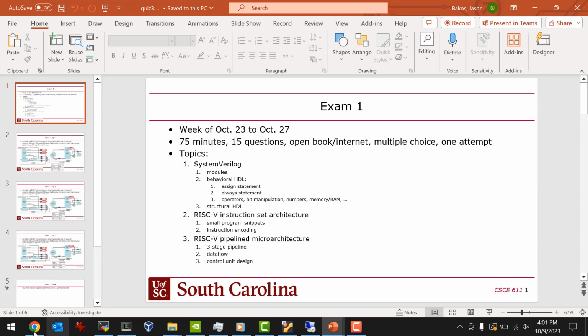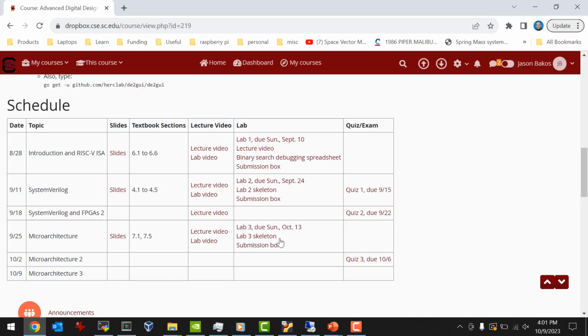Okay, so we assigned lab, let's see where we're at here. We assigned lab 3. That's due October 13th, so the end of this week. And then we'll be assigning lab 4 next week. Is it due Friday or Sunday? Sunday, yeah. It says Sunday, but it should be Friday. Effectively Sunday because of the late penalty.